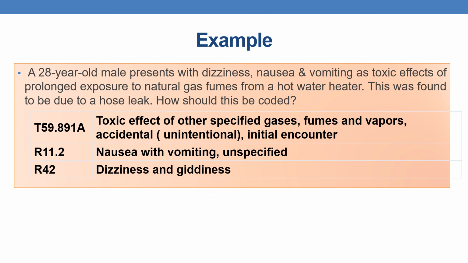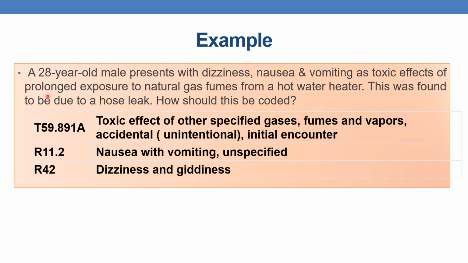Now let us see an example. A 28-year-old male presents with dizziness, nausea and vomiting as toxic effects of prolonged exposure. Here the conditions are dizziness, nausea and vomiting due to toxic effects of prolonged exposure to natural gas fumes from a hot water heater. And this was found to be due to a hose leak. And what should be coded? How should this be coded?